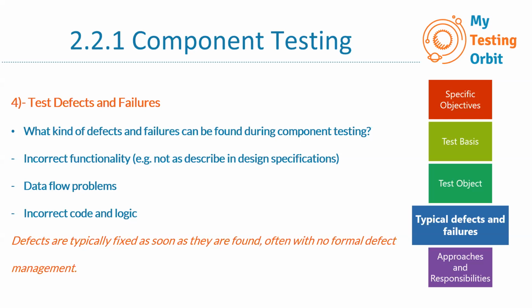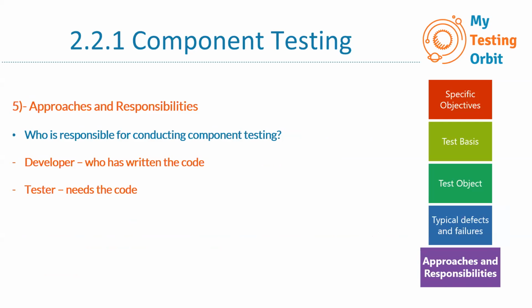Right, okay. So this is the fourth attribute. The fifth and the last attribute for component testing is approaches and responsibilities. First of all, we will cover the responsibility part, and then we will go to the approaches as well. The question here is, who is responsible for conducting component testing? There are two answers. Mostly it's the developer. In most places, a developer who is writing their own code is doing component testing of their own code.